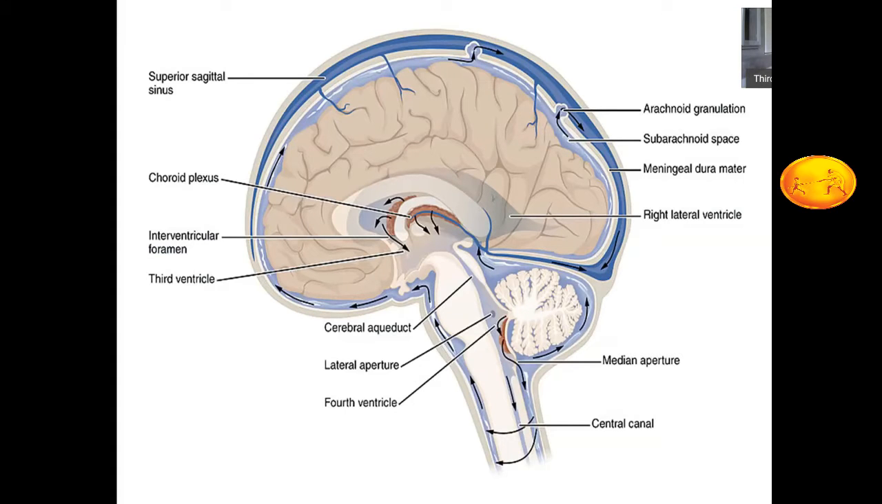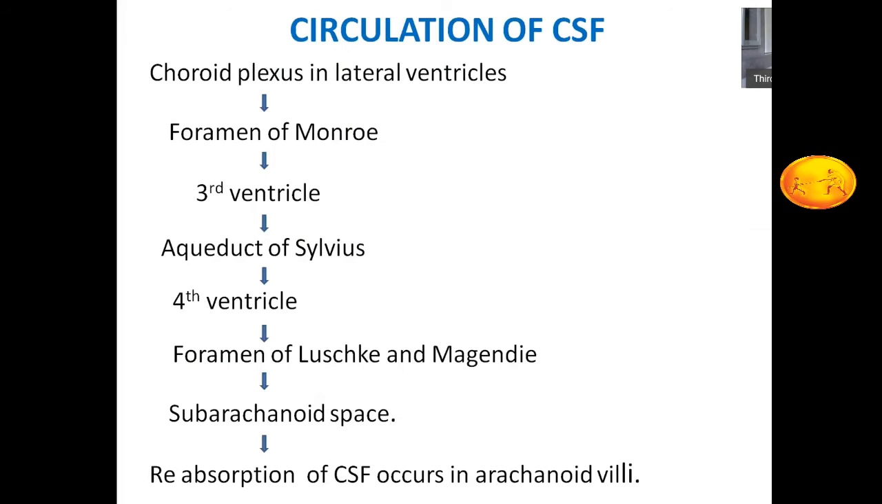Before giving spinal anesthesia, you should always know the circulation of the CSF, because we are administering the drug into the CSF, and the flow of the drug is determined by the flow of the CSF. This is already covered in your anatomy and physiology. The choroid plexus in the lateral ventricle secretes the CSF. Through the foramina of Monro, it comes into the third ventricle. Then through the aqueduct of Sylvius into the fourth ventricle, then foramina of Luschka and Magendie, and then it comes into the subarachnoid space. The CSF reabsorption occurs in the arachnoid villi.